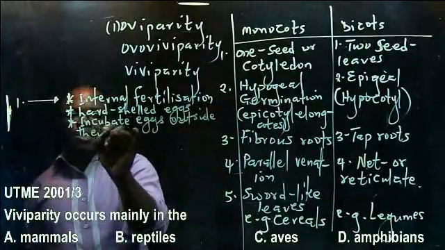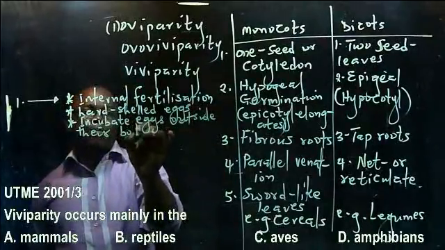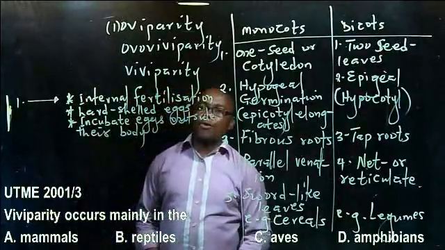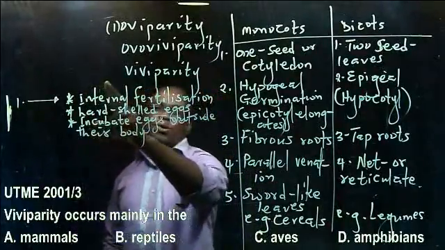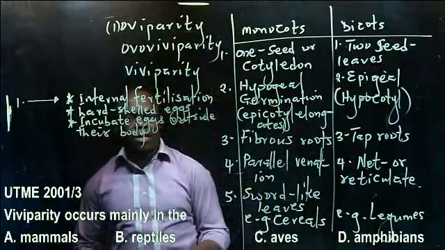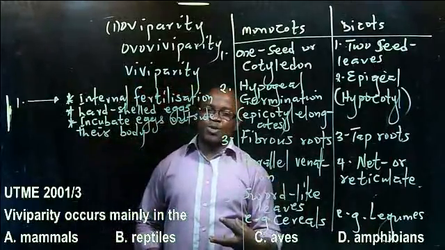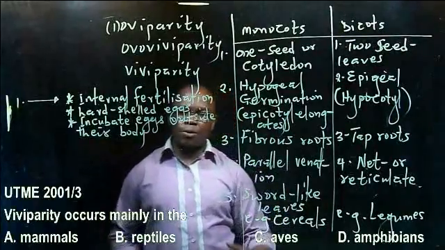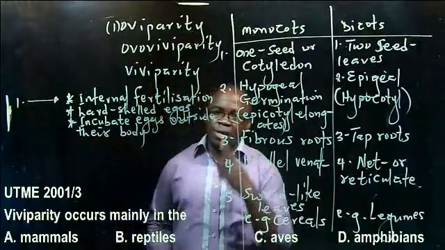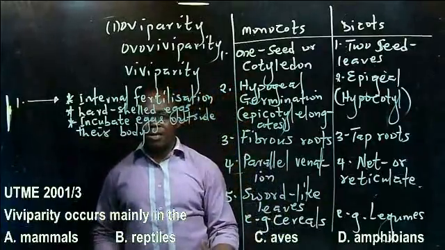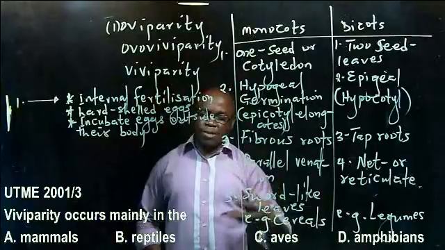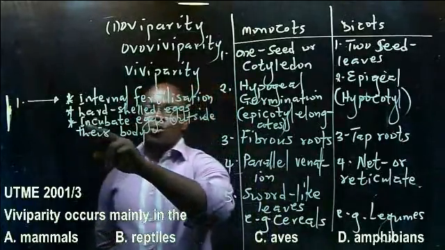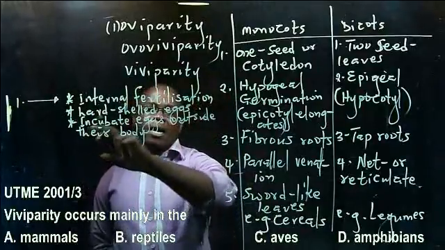So these are the basic terms that can be used to describe oviparity. When you are told an animal is oviparous, understand that the animal must exhibit internal fertilization. In other words, the form of fertilization that takes place here involves the male organism of that particular species releasing or ejaculating the male sex cells into the body of the female animal. Then also, their eggs are always hard-shelled and they incubate their eggs outside their body.